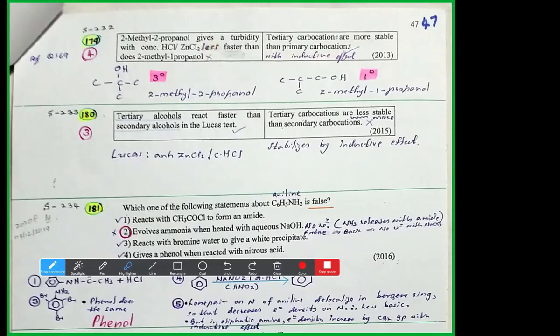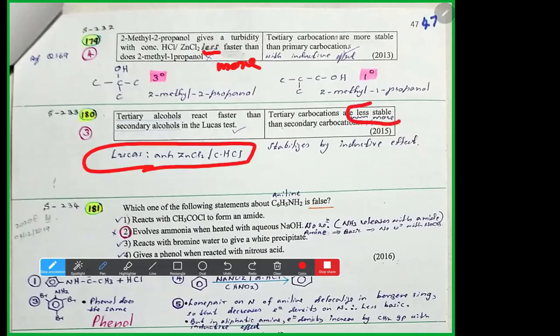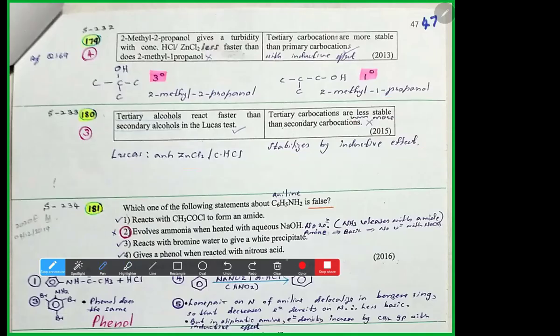Less is supposed to be more. Underline less and write there more. Less is supposed to be more. If so, then the answer is 1. Tertiary alcohols, let's move on to 180. Tertiary alcohols react faster than secondary alcohols in Lucas, zinc chloride concentrated HCl is Lucas. Tertiary carbocations are less stable? No, more stable than secondary, stability through inductive effect. Question number 180, answer 3.